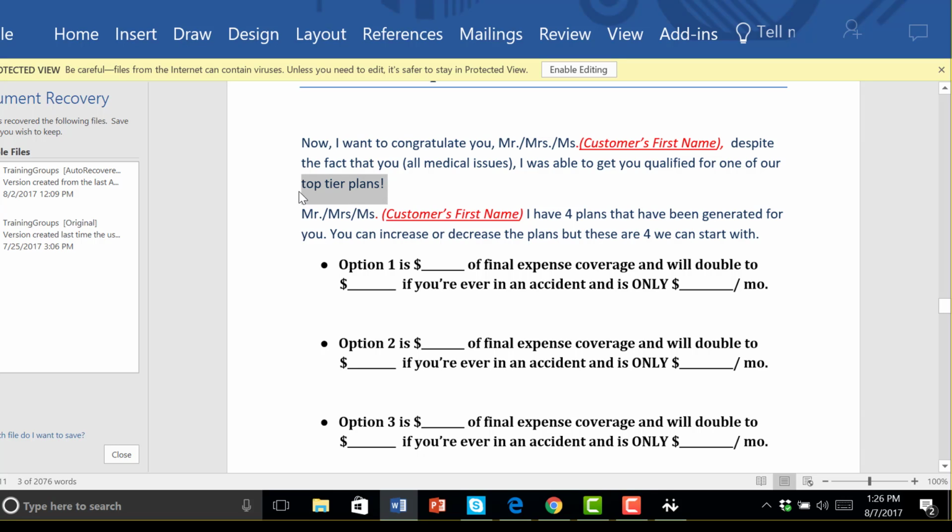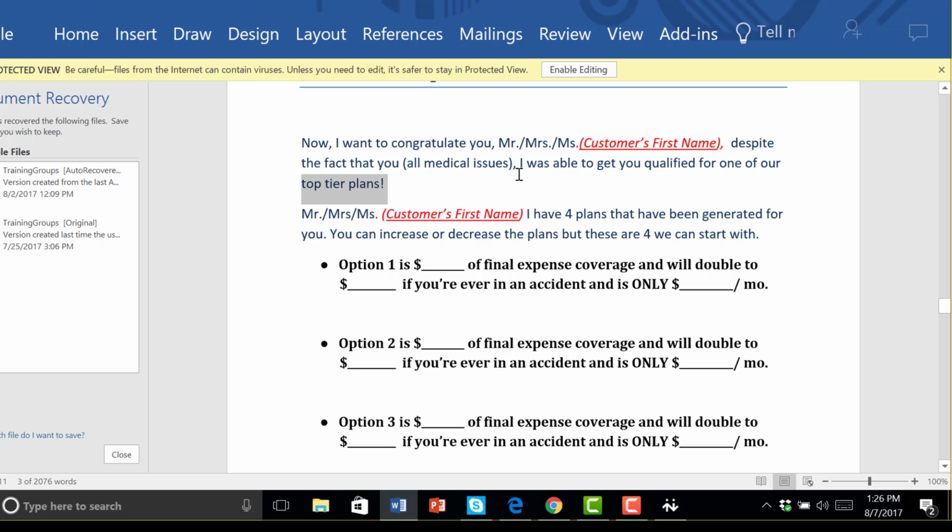Do that one more time. Now, Ms. Ann, I want to congratulate you. Despite the fact that you're borderline with the weight, you've got the blood pressure, the diabetes, you're not taking insulin yet, but you've got a family history, the fact that you've been smoking for 15 years and you've developed that smoker's cough, I've actually found a company that's not going to hold all that against you, and they're going to give you their top tier plan.